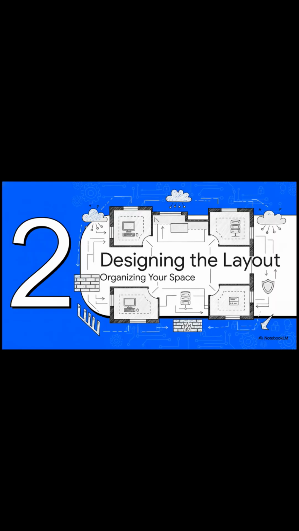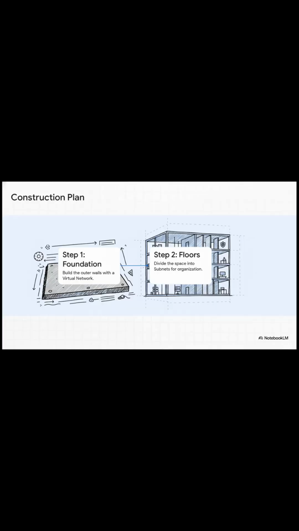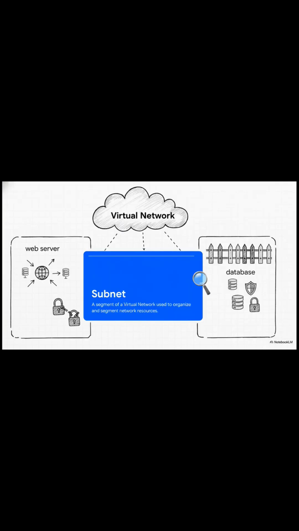Okay, we have our walls up. Now we need to actually design the inside. I mean, a building isn't just one big empty room, right? We have to organize the space for all the different things we're going to do in there. We have our foundation. That's the VNet. Now we need to divide that big open space. In our building analogy, this means adding floors and walls to create different rooms or maybe even whole departments. These divisions are called subnets. A subnet is just a smaller, logical section of your VNet.